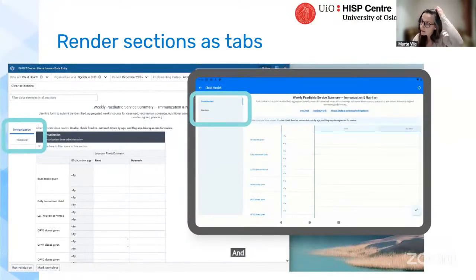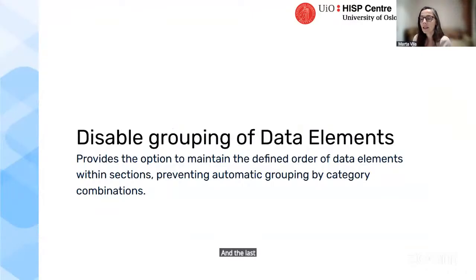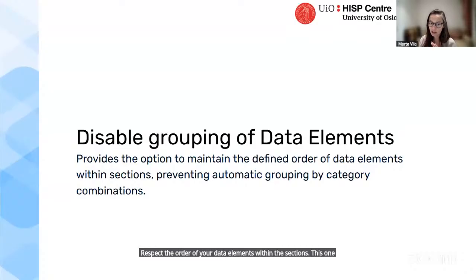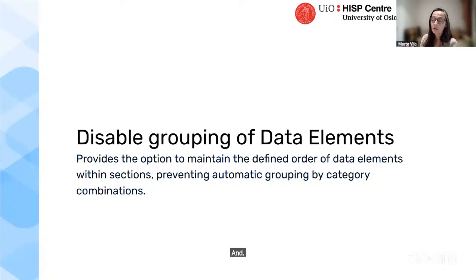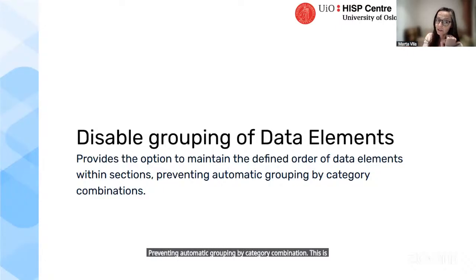And the last functionality is disabling grouping of data elements. Disabling grouping of data elements provides an option to respect the order of your data elements within the sections. This one is again within sections, and it prevents automatic grouping by category combination. This is what I explained at the very beginning.